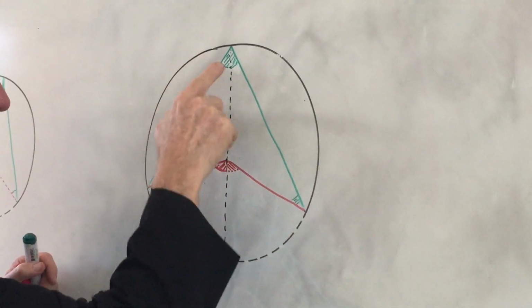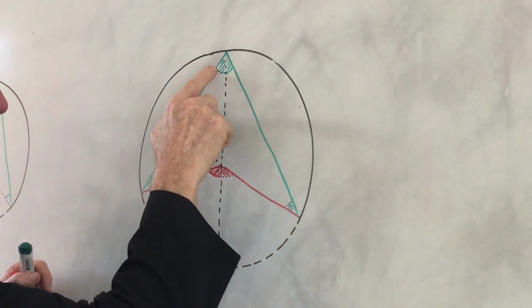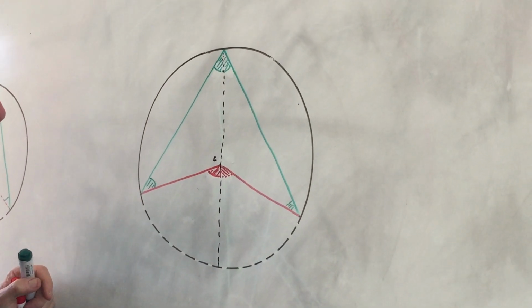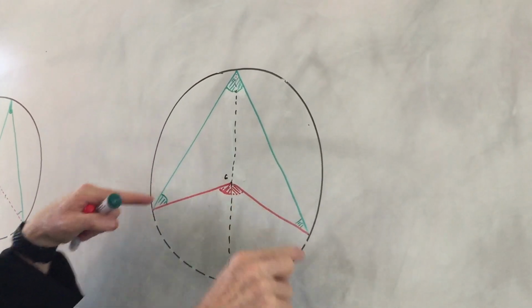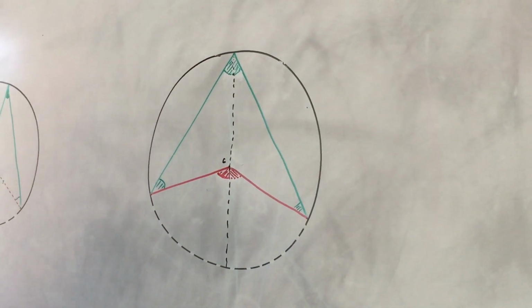But this angle is equal to twice this angle, okay? Therefore, this angle plus this angle are going to be equal to twice this angle and this angle. Which is to say, the angle at the center, sharing the same circumference, is twice the angle at the circumference.